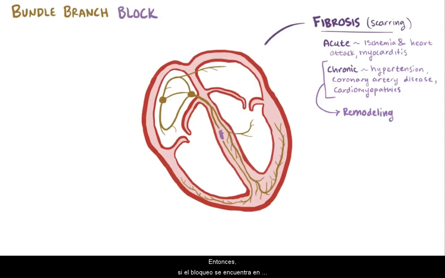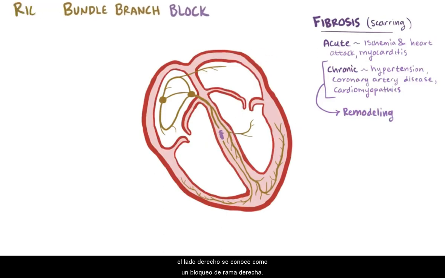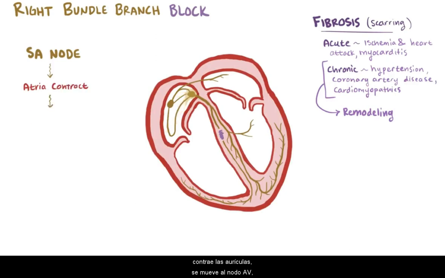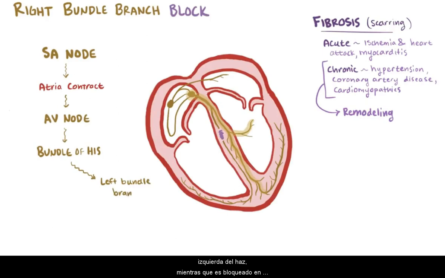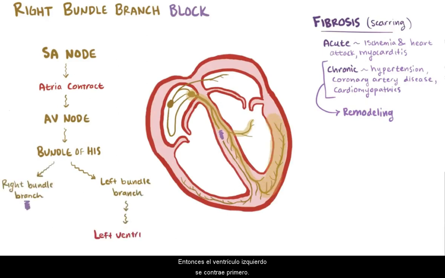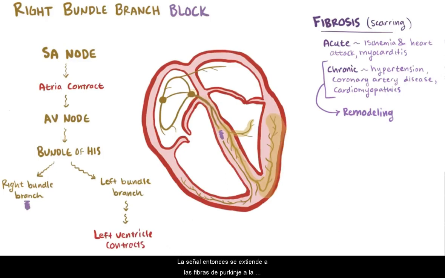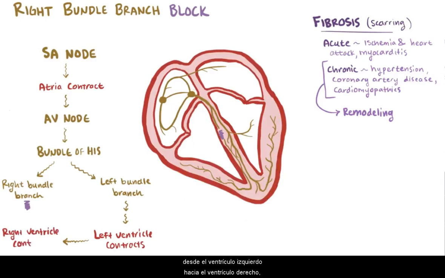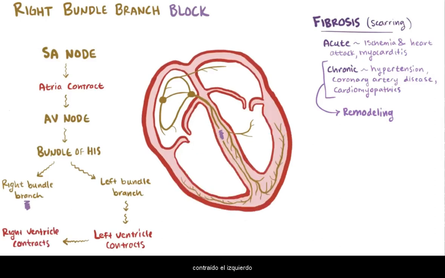So if the block happens on the right side, it's referred to as a right bundle branch block. With this type, the electrical signal starts in the SA node, contracts the atria, moves through the AV node, splits at the bundle of His, and then moves down the left bundle branch, but is blocked on the right bundle branch. And so the left ventricle contracts first. The signal then spreads from the Purkinje fibers of the left ventricle over to the right ventricle, which contracts, but this happens after the left contracts. So with the right bundle branch block, the right ventricle contracts late.